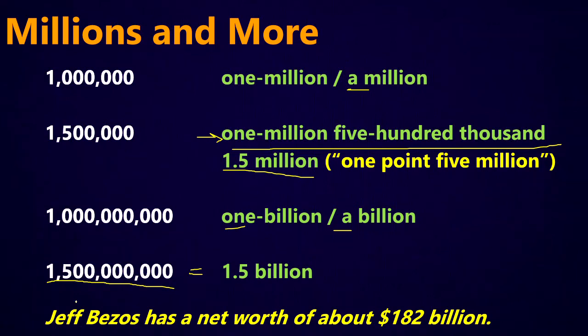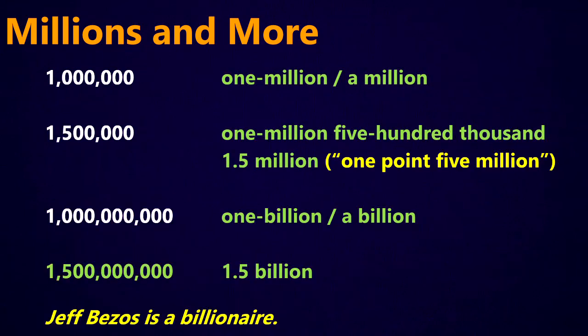For example, we can say Jeff Bezos has a net worth of about 182 billion. So instead of saying 182 billion, I would say 182 billion. So Jeff Bezos has a net worth of about $182 billion. So when you're saying it quickly, you've got to listen clearly to what people are saying. So 182 billion equals 182 billion. That's actually what he's worth. That's how much money he has in various forms.